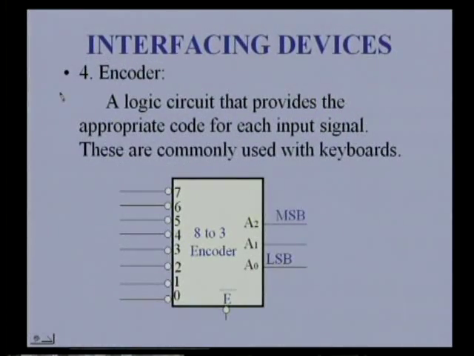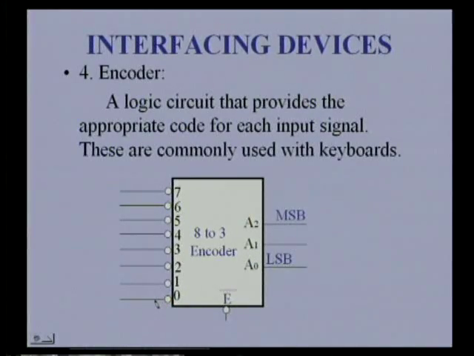Next device is the encoder, a logic circuit that provides the appropriate code for each input signal. These are commonly used with keyboards. Here you can see the 8-to-3 encoder. It has 8 inputs. We can think of these connected to different keys. Only one key will be activated at a time, that is only one line will go low, and that particular line code is made available at the output of this encoder.